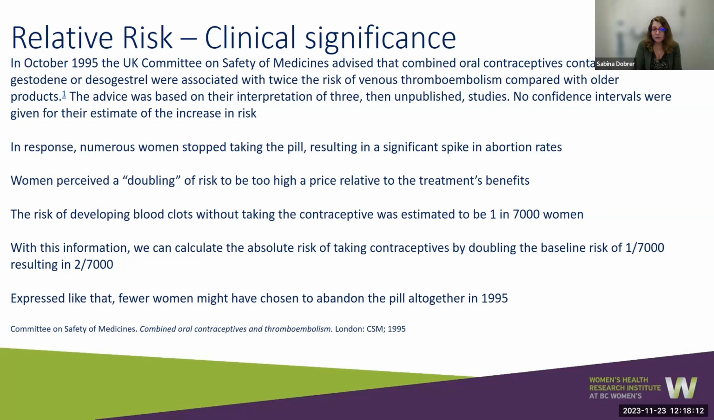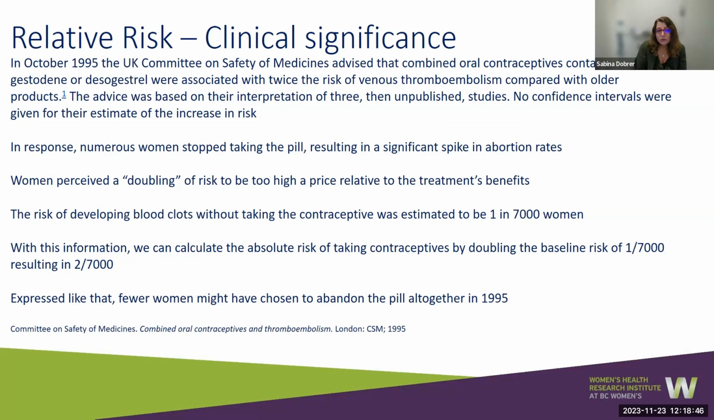Because they said, oh, we will have a risk twice as high. But actually, what they were supposed to tell is that women in this case, perceiving a doubling risk to be too high, decided not to take the medication. But if we calculate the relative risk correctly and based on correct data, we can show that the risk is not as high as we assumed.